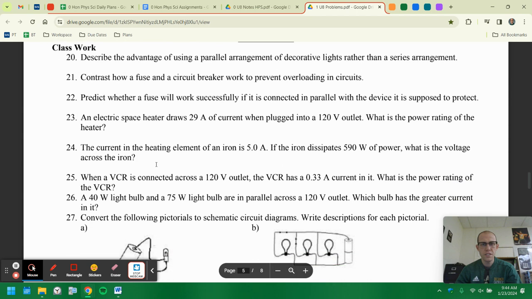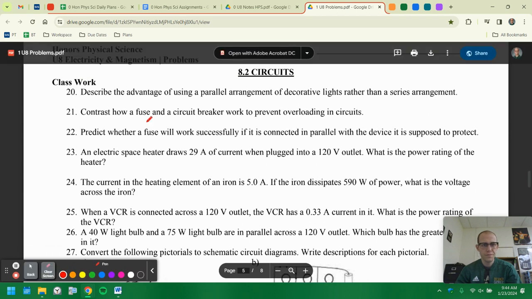The second part is circuits. Describe the advantage of using a parallel arrangement of decorative lights rather than a series. Well, when things go out in parallel, the other stuff still works because there's still a pathway. So when one part of the light set goes out, the other part still works. If it was in series, one missing light bulb or one burnt out light bulb would ruin everything. So we don't want it in series because that would ruin all the lights, not just a section of them.